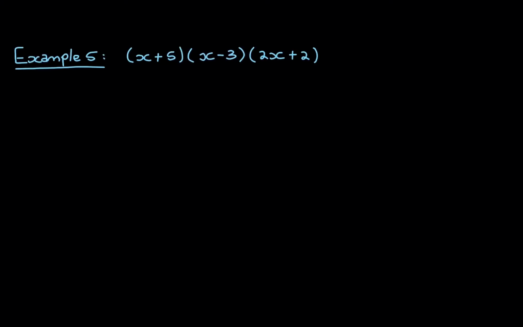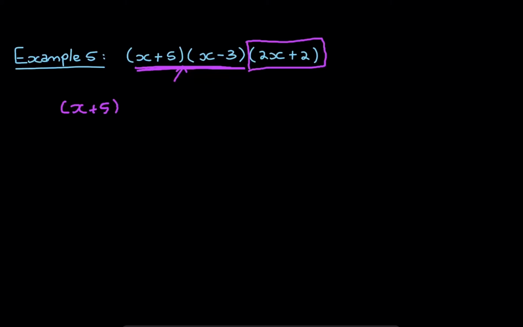Okay, so now we're going to move on to a slightly more complicated problem. I promise you it's not as hard as it looks. Like every other problem out there, this problem can be broken down into more simple problems. So let's take these two at a time. Let's ignore this for now, and let's have a look at this. So you have x plus 5 multiplied by x minus 3. Same method as before.